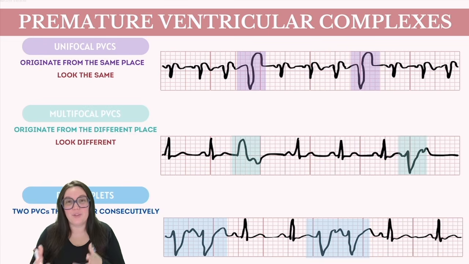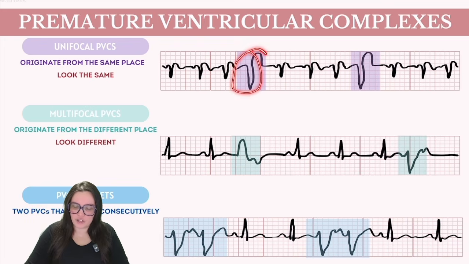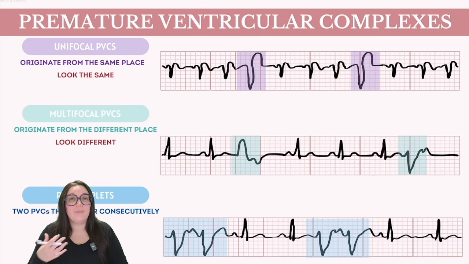function. Starting with unifocal PVCs, they originate from a single ectopic focus inside of our ventricles. This means when you see PVCs on your 6-second strip, they're going to appear to be identical. These are generally considered less concerning than multifocal PVCs. Unifocal PVCs can still be significant if they occur frequently, particularly in patients with underlying heart disease.